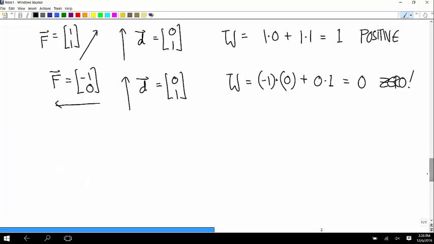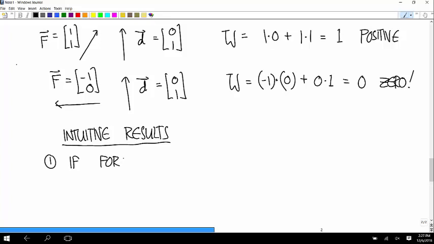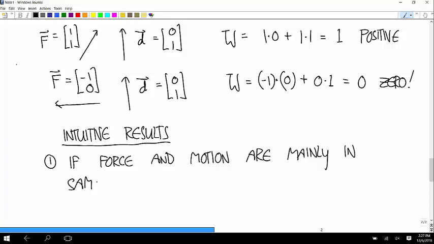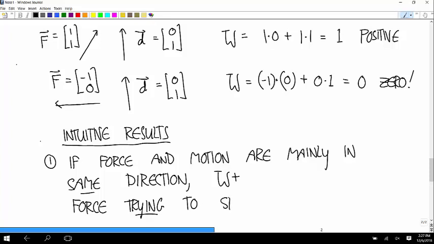Okay, so these are sort of the big take-home ideas. Here are the intuitive results. First, if the force and the motion are mainly in the same direction, then work is positive, and the force is trying to increase the object speed. There might be other forces that are keeping it from achieving that goal, but this is what that force is trying to do. So the force is trying to speed the object up.